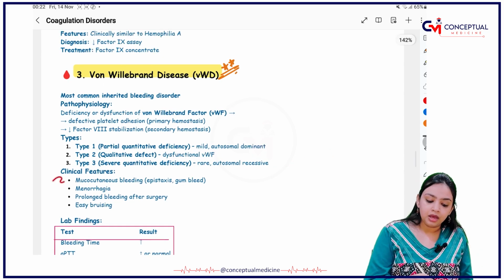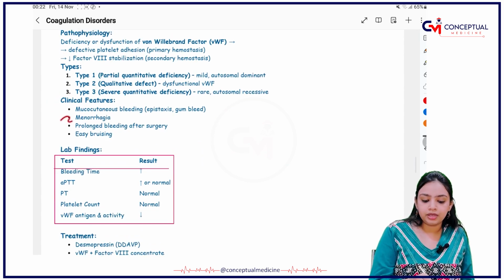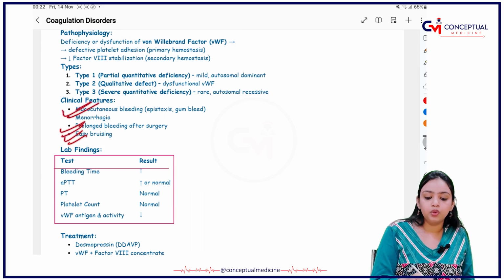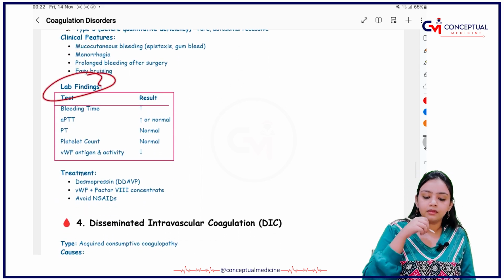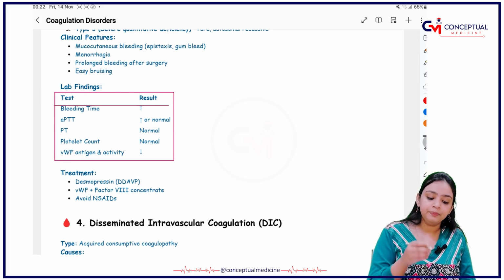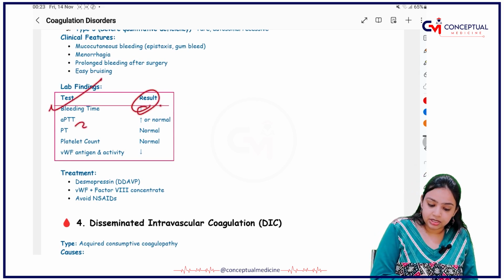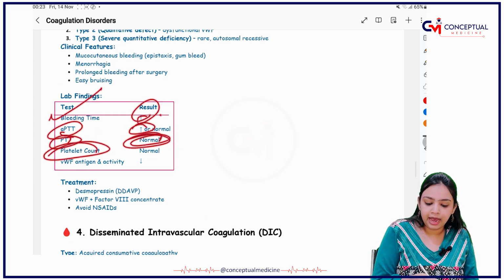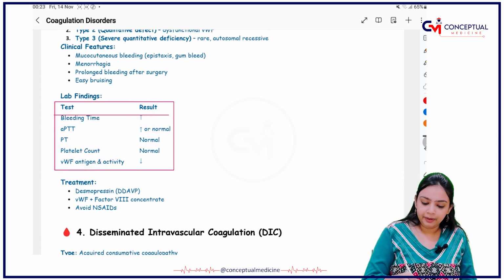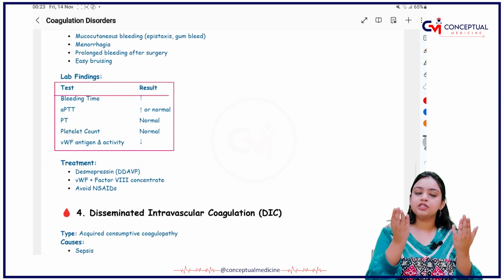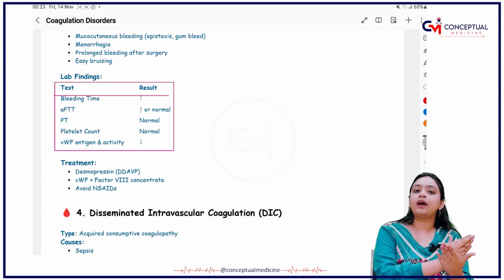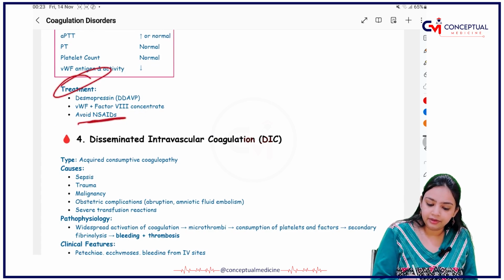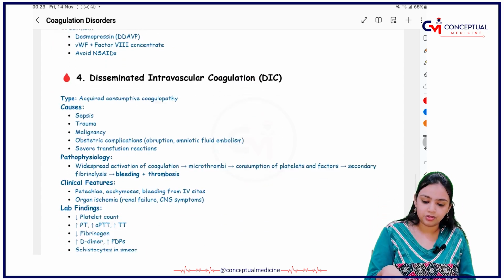Just remember this. What are the clinical features? There will be menorrhagia, easy bruising, prolonged bleeding and mucocutaneous bleeding. What are the lab findings? I am able to see bleeding time will be increased, aPTT will be increased, PT will be normal, platelet count will be normal and VWF will be decreased. Everything is either increased or normal, only the VWF is decreased. For the treatment, I have to avoid NSAIDs and give replacement of these factors.